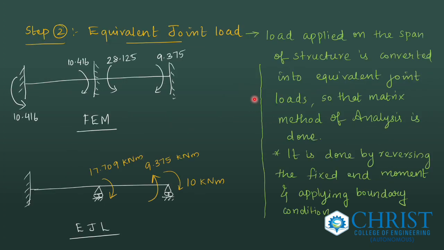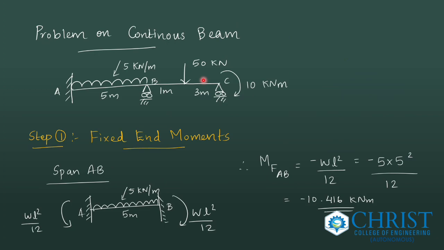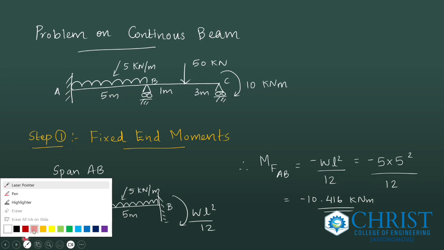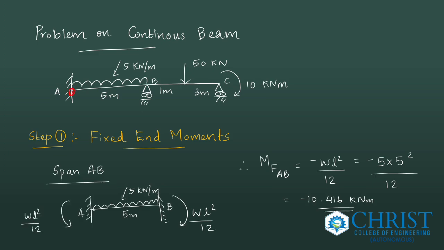The next step is calculating the equivalent joint load, which is a very important step. The meaning of equivalent joint load is that in the matrix method, we will not treat the load as a UDL or a concentrated load, but we will focus on it as a load acting on the joints. Here, how many joints do we have? A is a joint, B is a joint, and C is a joint.